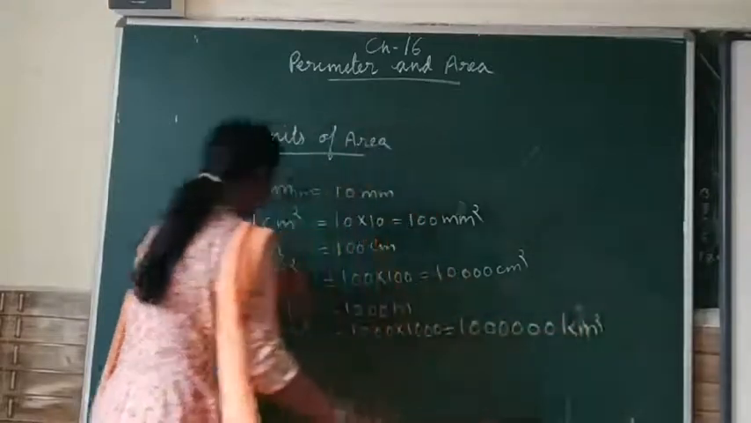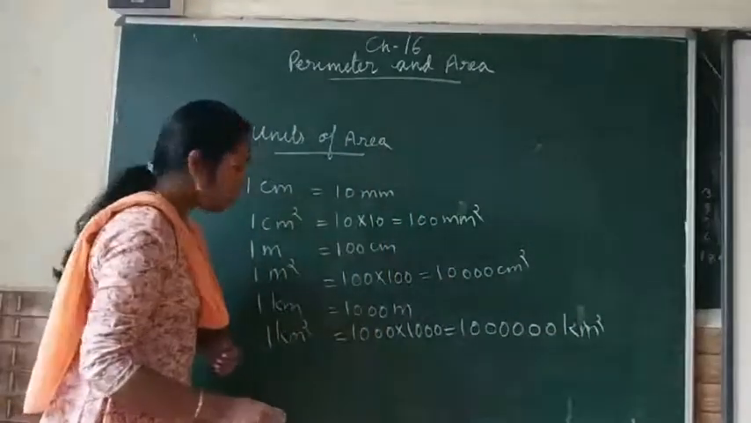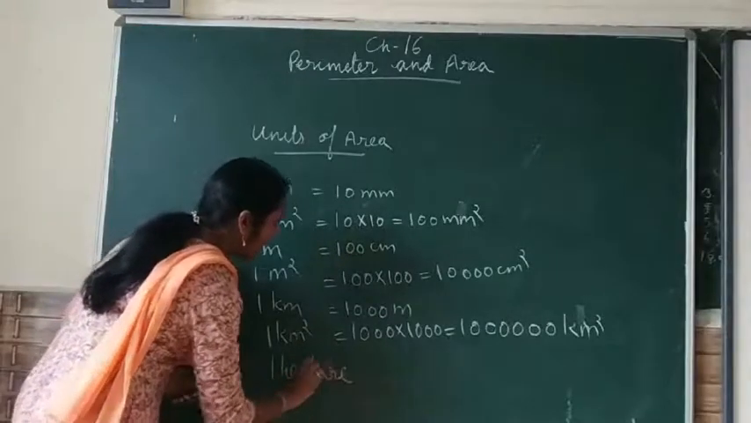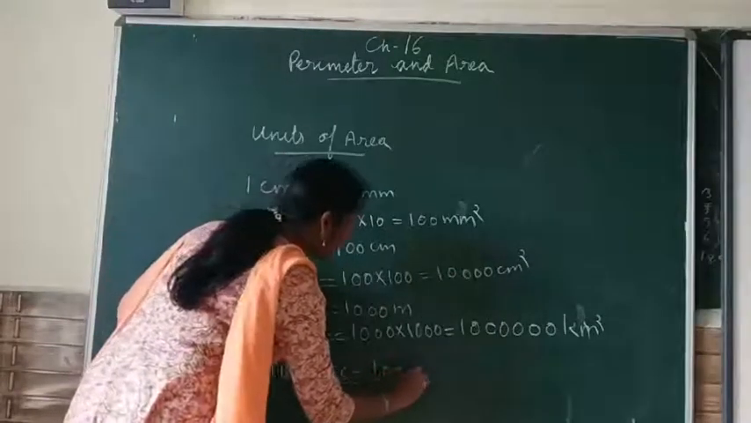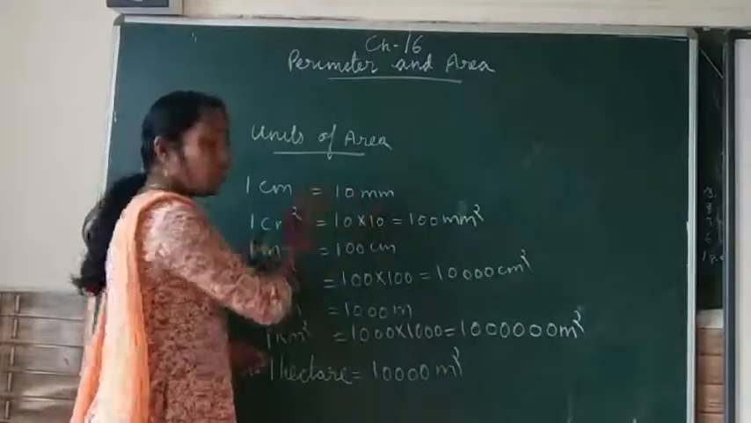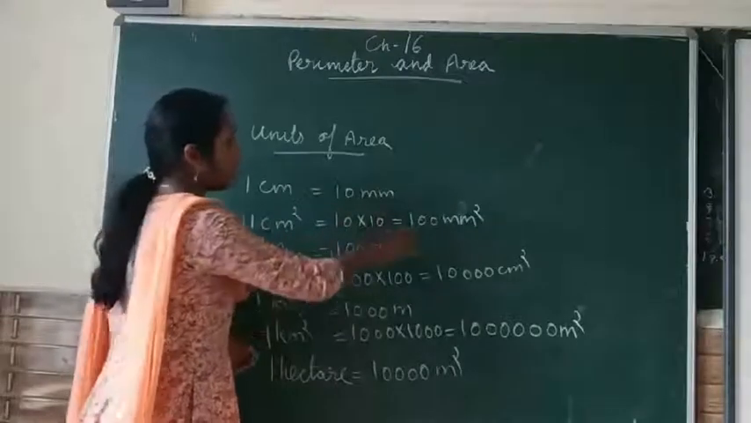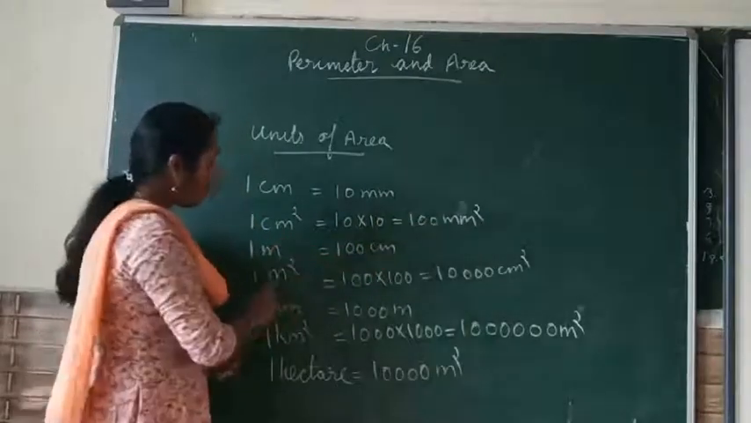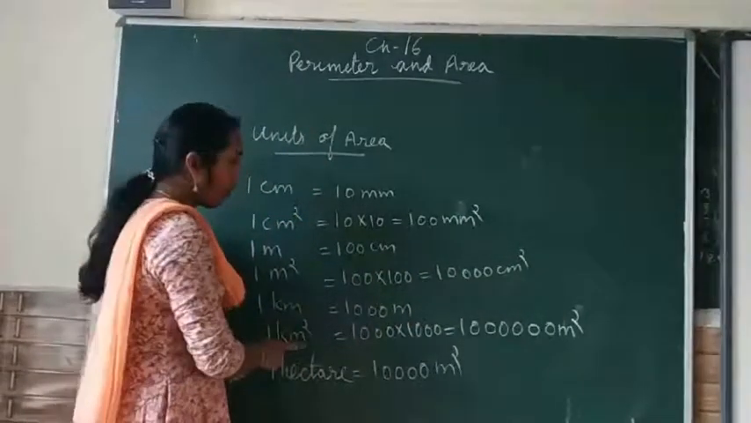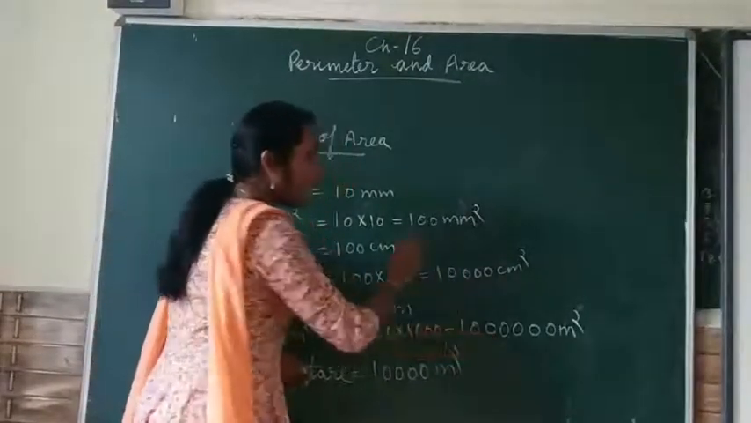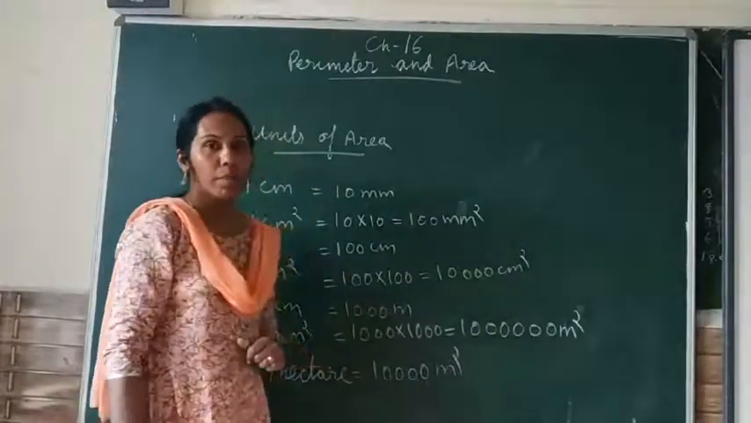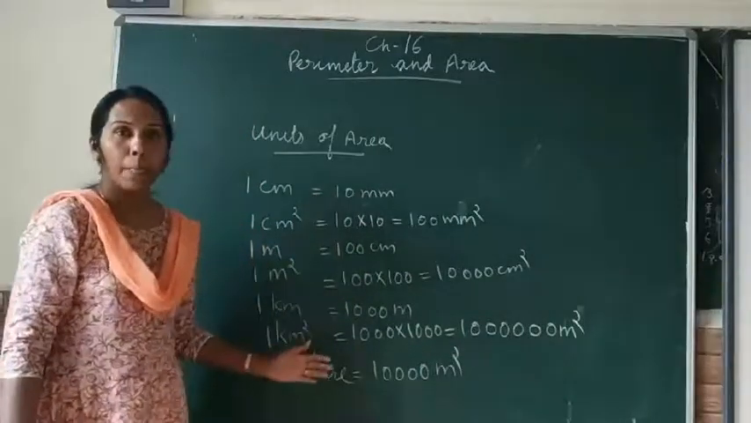Now, what is 1 hectare? We have also discussed 1 hectare. 1 hectare is equal to 10,000 meter square. So, these are the conversion of units. 1 centimeter square is equal to 100 millimeter square. 1 meter square is equal to 10,000 centimeter square. 1 kilometer square is equal to 10 lakh meter square, and 1 hectare is equal to 10,000 meter square. This way we can convert the units of area.